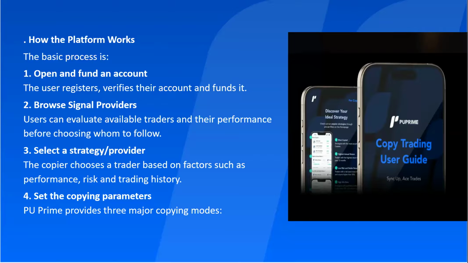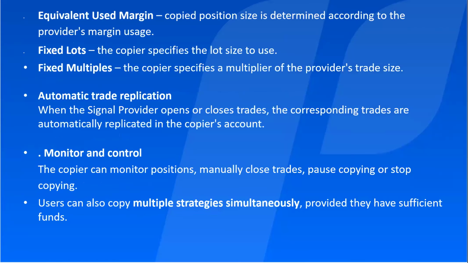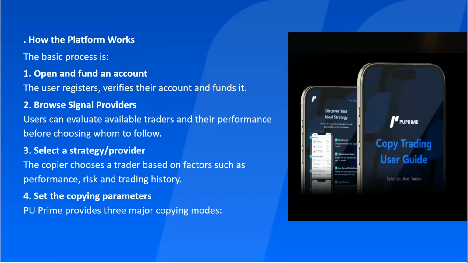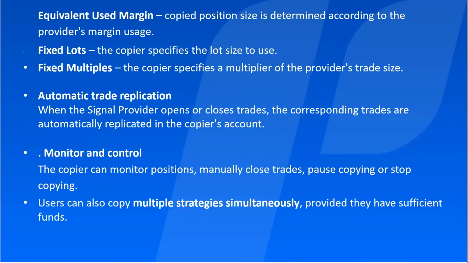And we also look at the copying parameters, right? PU Prime provides 3 major copy modes. The copy parameters are simply what you set when you connect your account to a signal provider. For example, you can say, I want to use so and so amount to copy the signal provider, and I want to put my stop loss on 50% or 60%. These are the parameters you put in before you connect your account. Now, this is the parameters I'm trying to talk about.